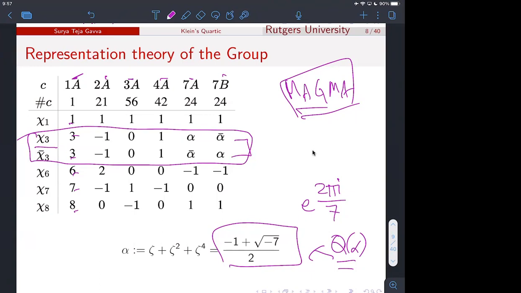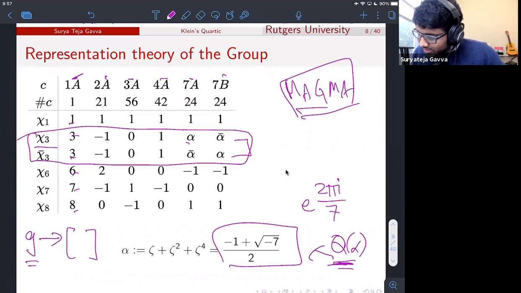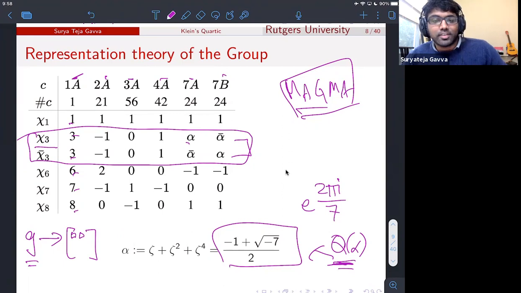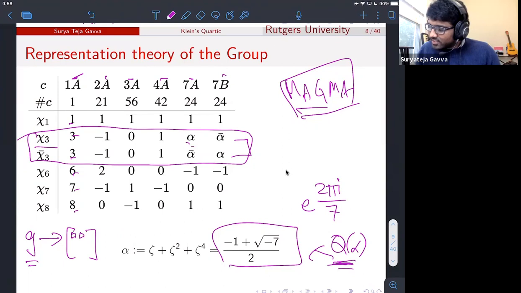How are you bringing this field here? This field? Oh, I'm talking about the character. For instance, an element g is mapped to some matrix, right? You can think of each representation as mapping g to a matrix, and I'm saying these matrix elements are not just arbitrary numbers, but are defined over this field. So for instance, these are traces, and the traces of some elements are in fact this alpha and alpha bar.